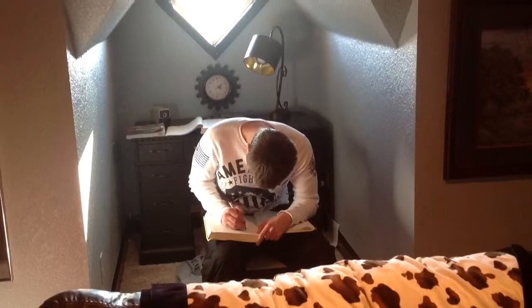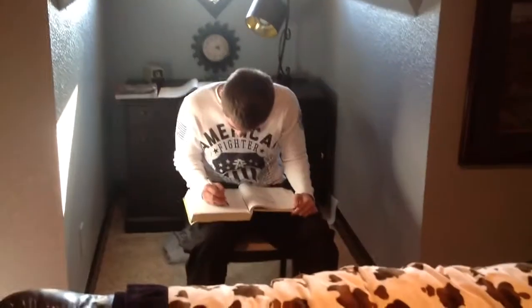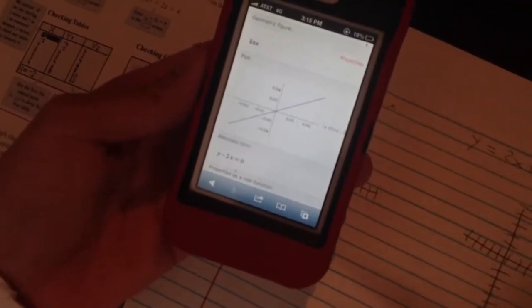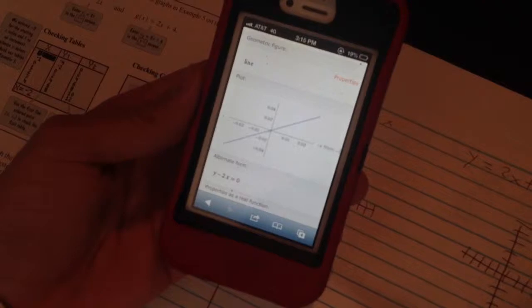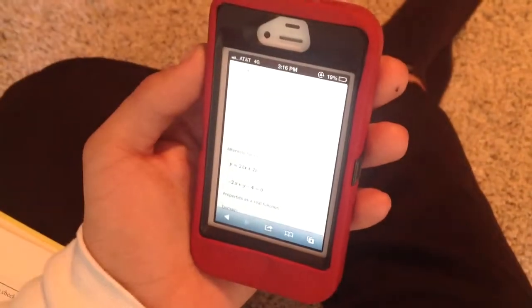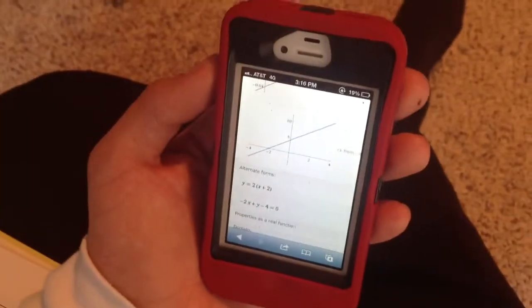Now, class, we will graph a function. Using a graphing utility, we're going to insert an equation in the y equals format. Write down the equations: y equals 2x and y equals 2x plus 4. When you enter y equals 2x into a graphing utility, you should receive this image. And when you enter the equation y equals 2x plus 4, you should receive this image.